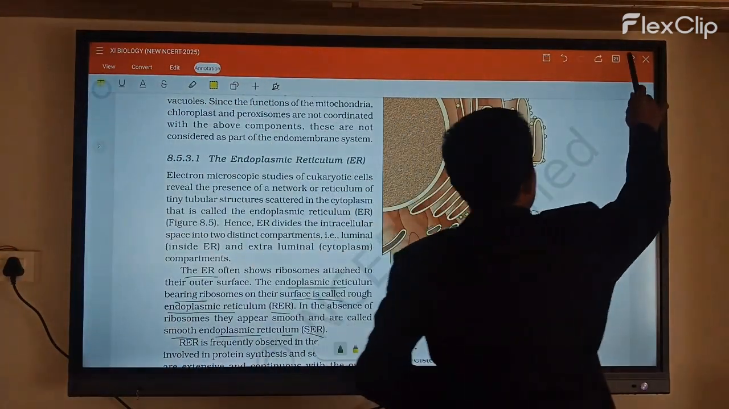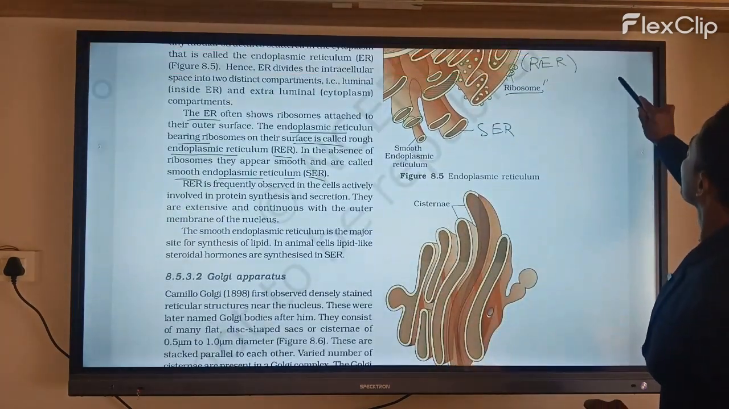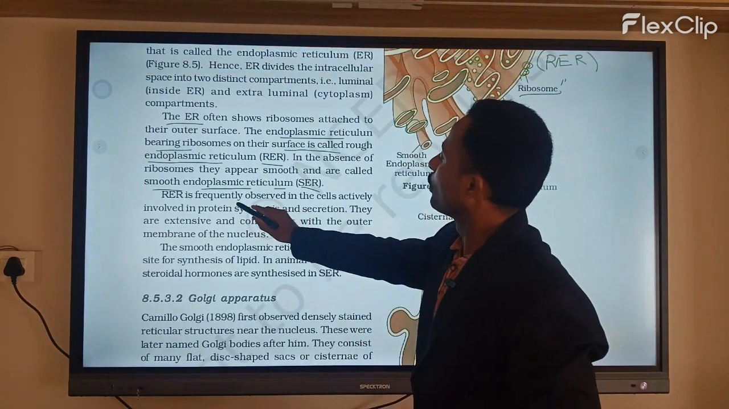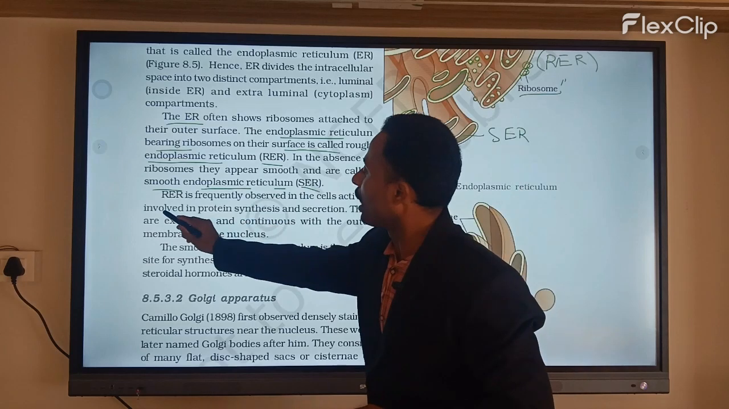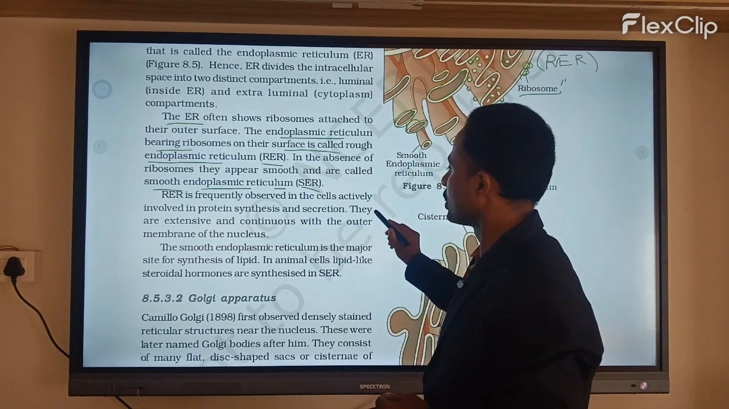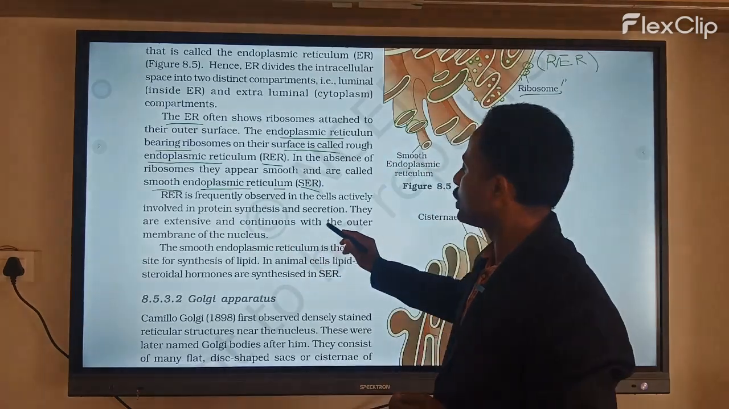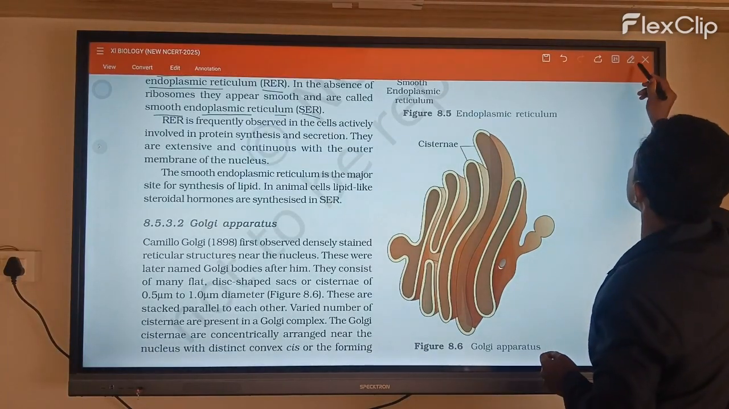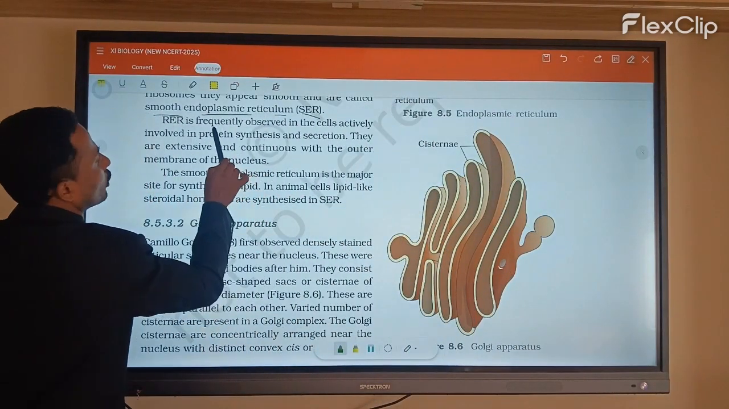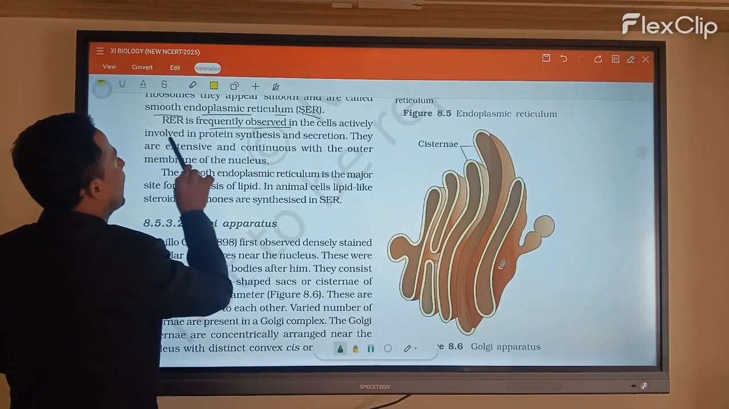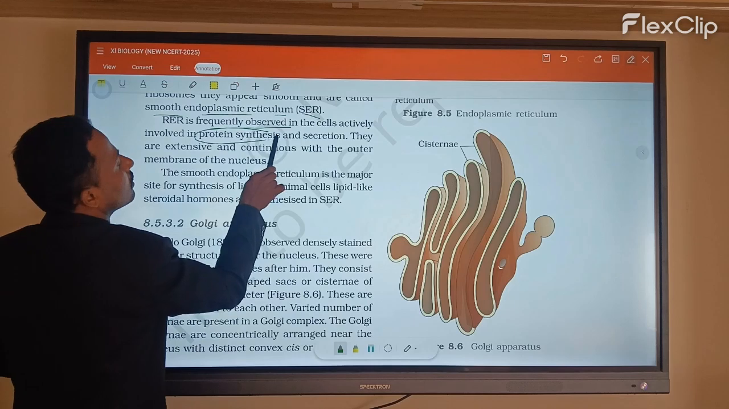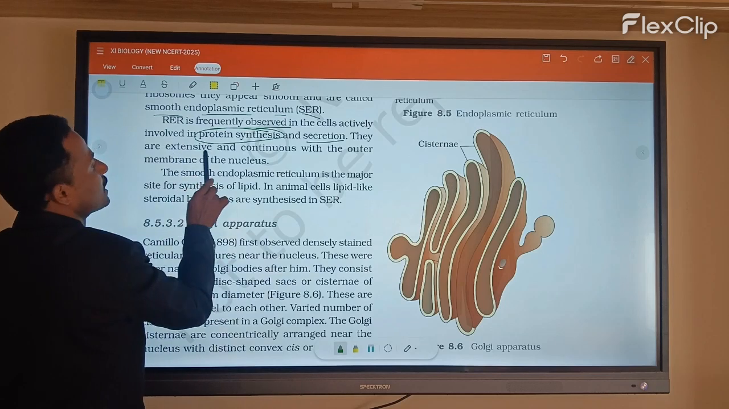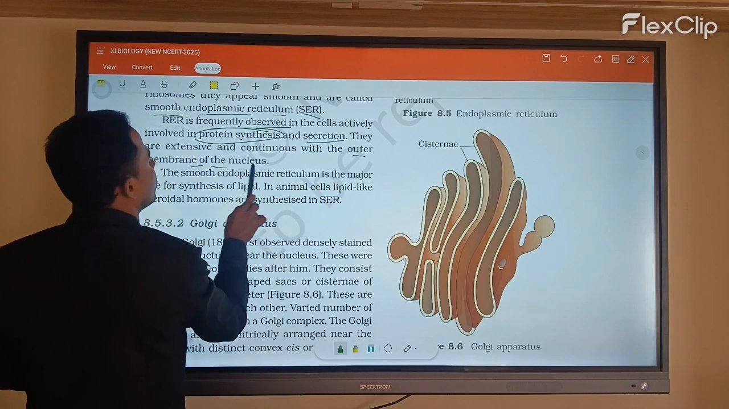The rough endoplasmic reticulum is frequently observed in cells actively involved in protein synthesis and secretion. It is extensive and continuous with the outer membrane of the nucleus.